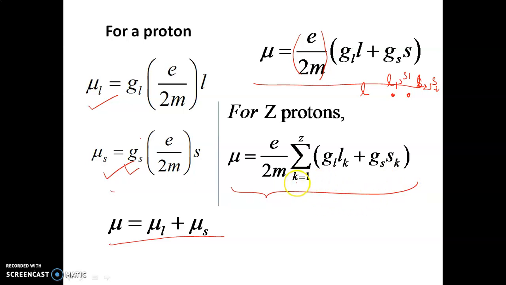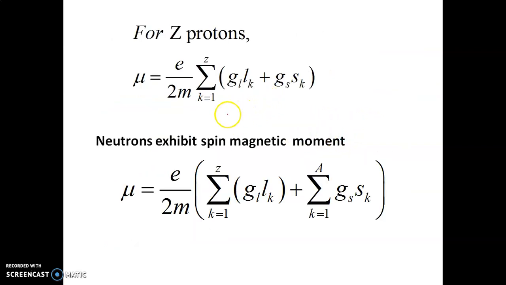So the summation goes from 1 to Z, because in a particular nucleus there are Z number of protons. So this was Z protons. But then it was found, very strangely, that neutrons also exhibit spin magnetic moment. That was rather surprising, because neutrons are chargeless particles, so even if they spin or move in orbit, they should not give rise to any magnetic moment, magnetic field or dipole moment.